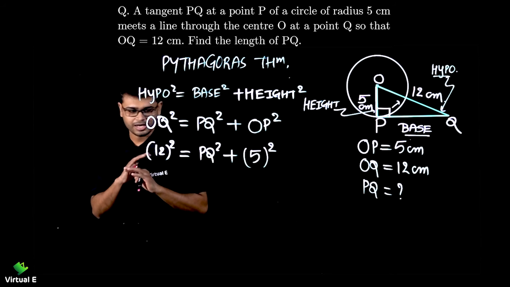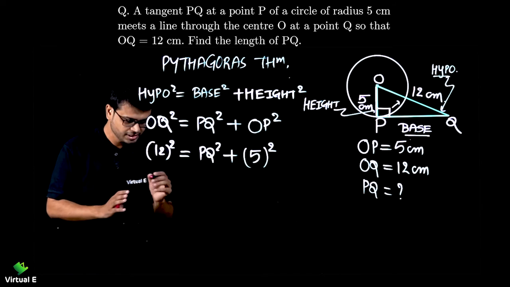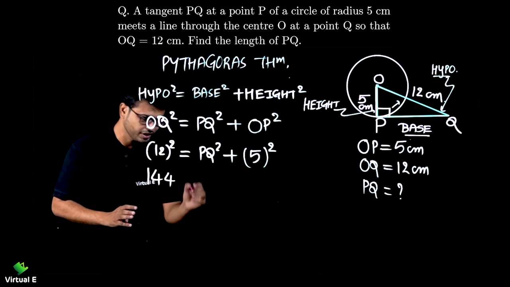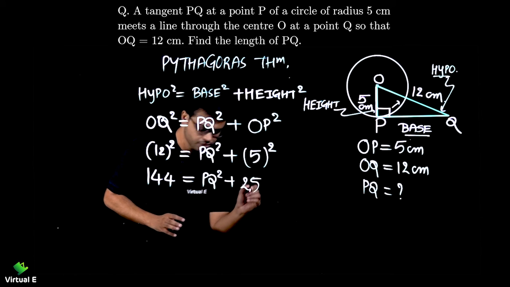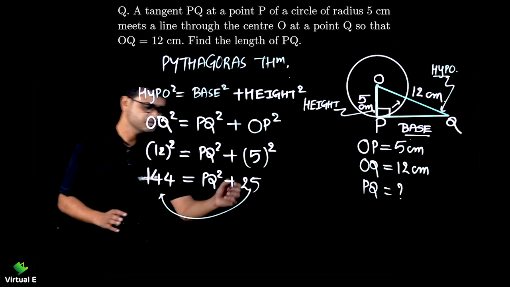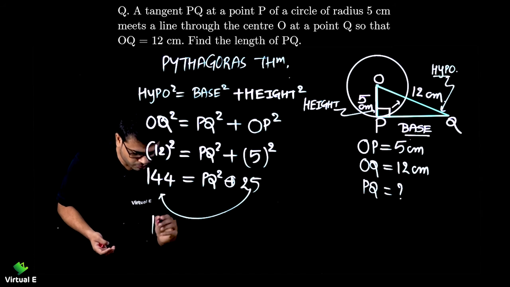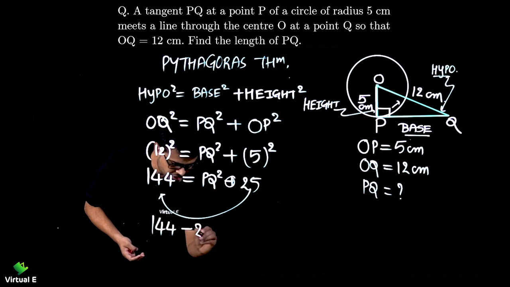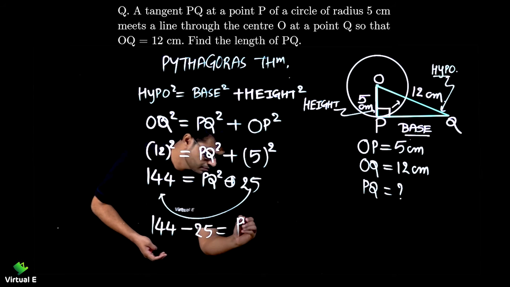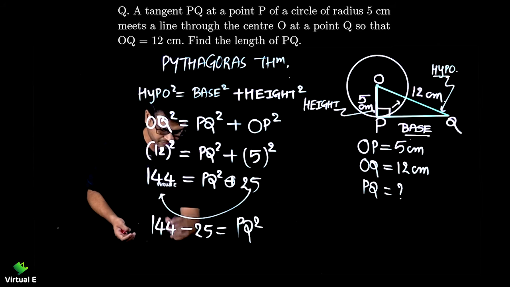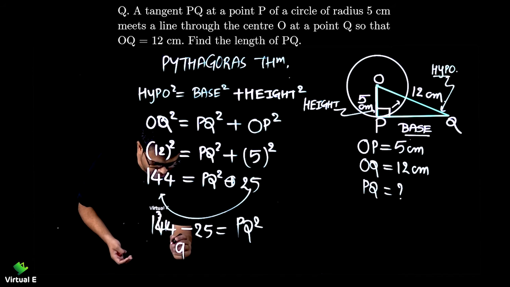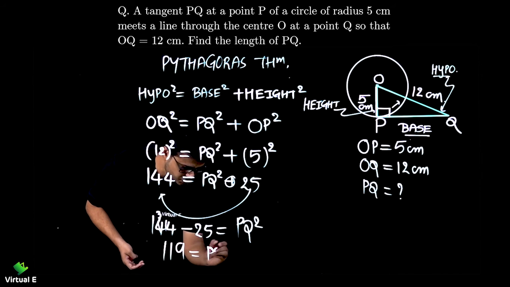Now this is a very simple sum that we are solving, so let's not go into much detail. 144 is equal to PQ square as it is plus 25. Now what to do? Shift this 25 over here. This is positive, so it will become negative. So 144 minus 25 is equal to PQ square. Done. Now what's the answer here? 4 and 14 and here 3, right? So 14 minus 5 will be 9, 3 minus 2 will be 1, and 1, so 119 is equal to PQ square.